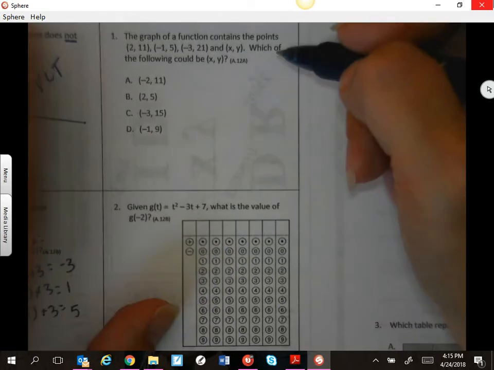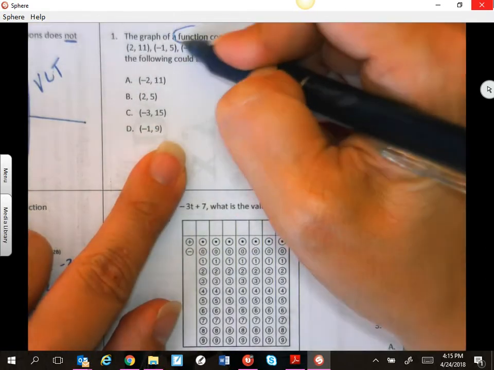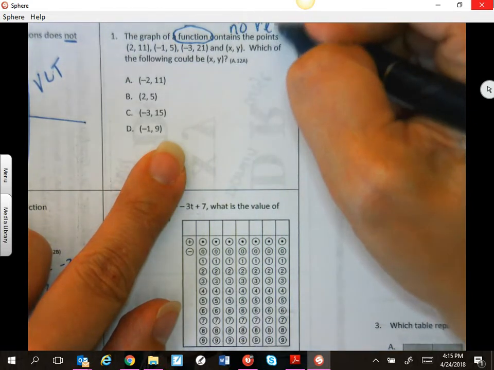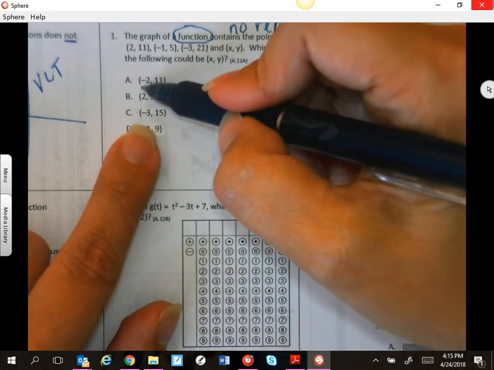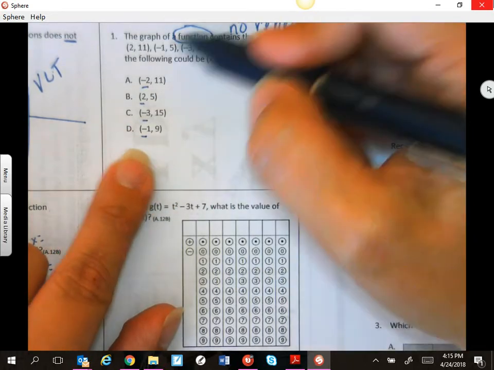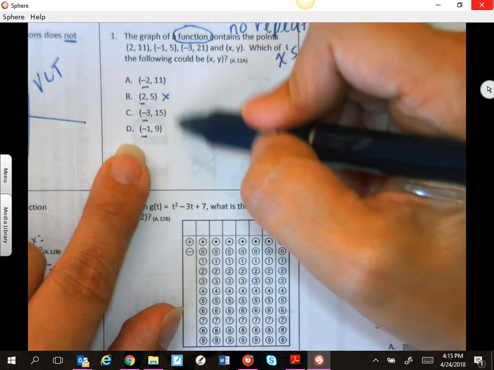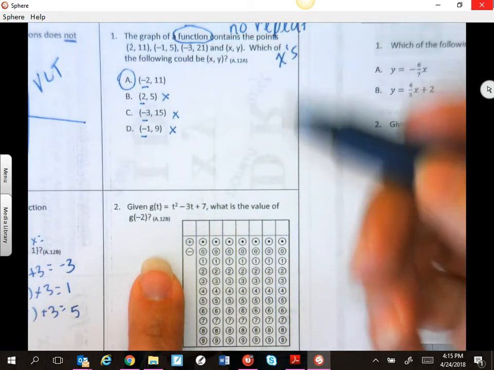So welcome back. So this one says, which of the following could be x and y if this is a function? So function means no repeat x's. So you should have looked at just these x values. Well, there's a 2 and there's a 2, so it can't be that. Negative 1 and negative 3, so it has to be A.